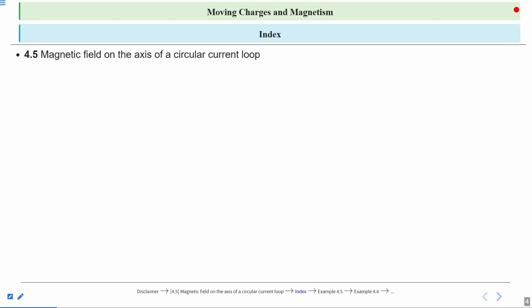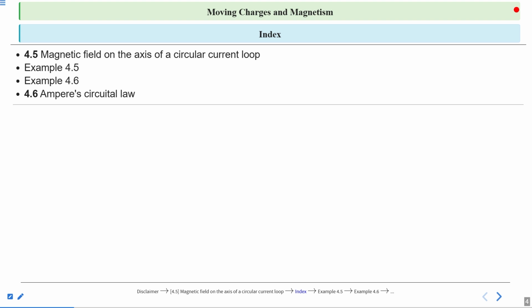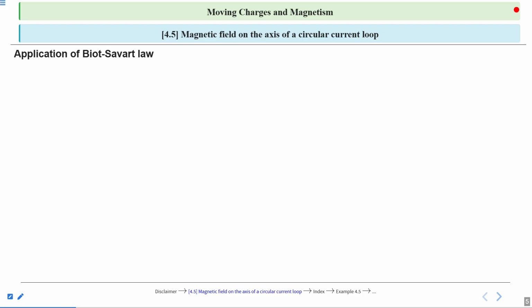So here is the index, the topics that we are going to discuss today. NCERT section 4.5, magnetic field on the axis of a circular current loop. Then example 4.5, then example 4.6, and then NCERT section 4.6, Ampere's Circuital law. The first topic is NCERT section 4.5, magnetic field on the axis of a circular current loop, and it is also an application of Biot-Savart's law.